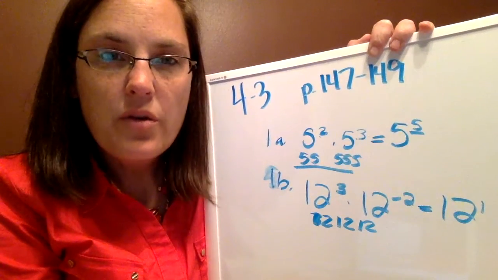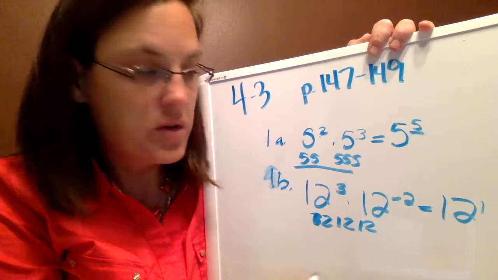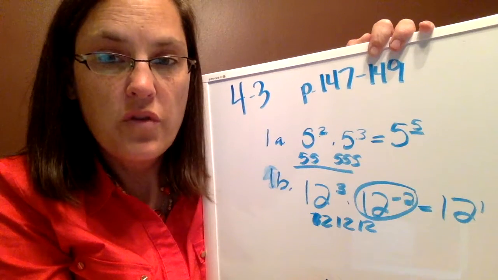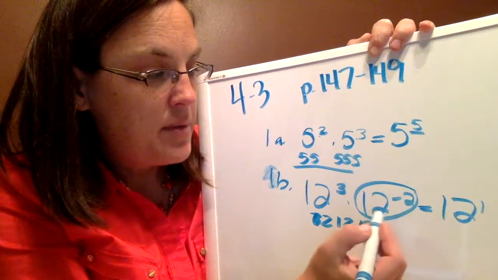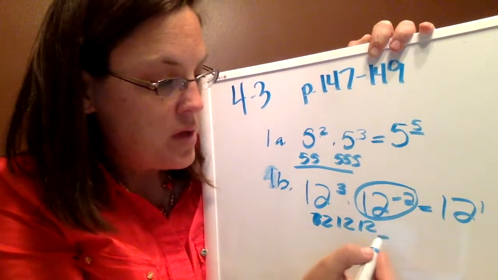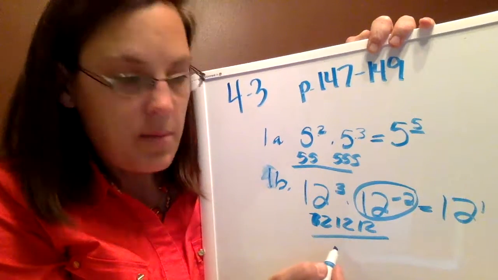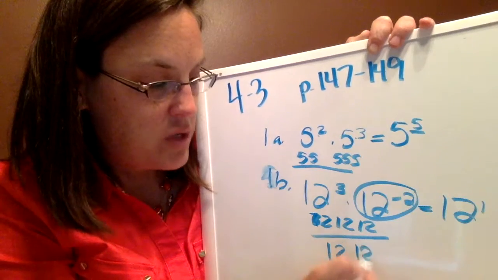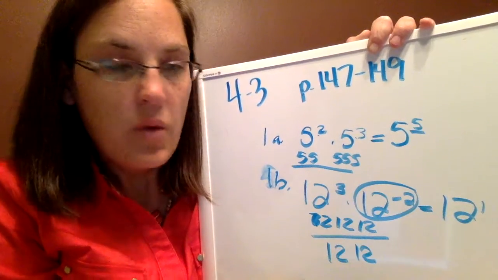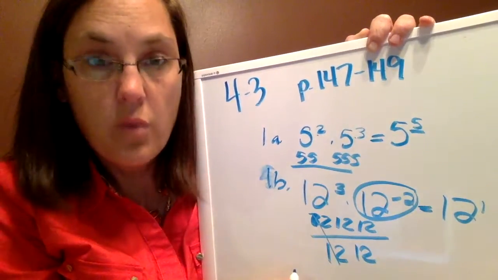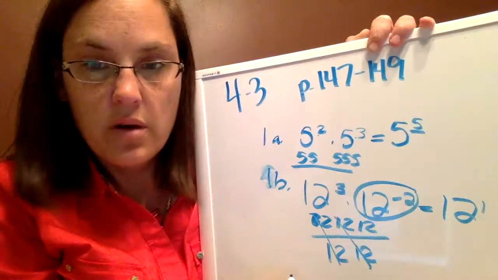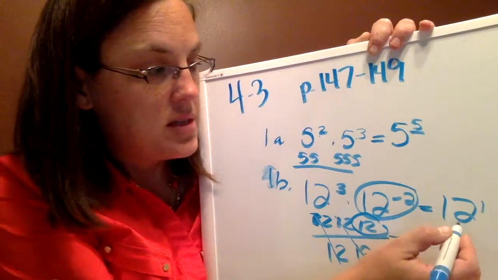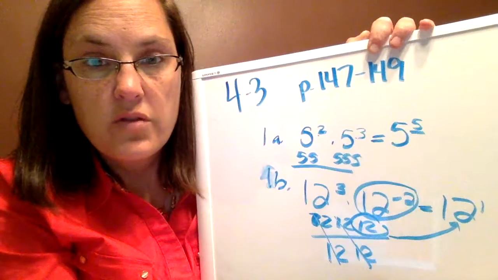But if you remember from lesson 4.2, negative exponents move. And so what's going to happen to 12 to the negative 2? That's going to go to the denominator and become 12 to the positive 2. So we have 2 12s in the denominator. Well, what's 12 divided by 12? 1. 12 divided by 12, 1. There's 1 12 left, which is the answer, 12 to the 1st power.